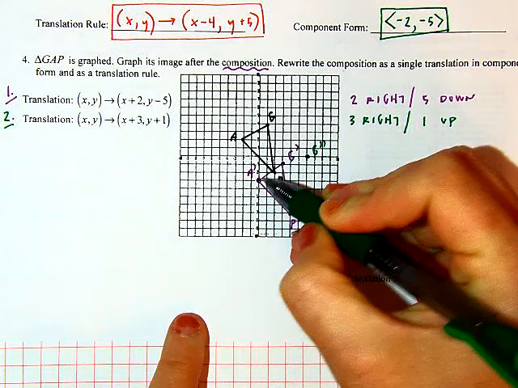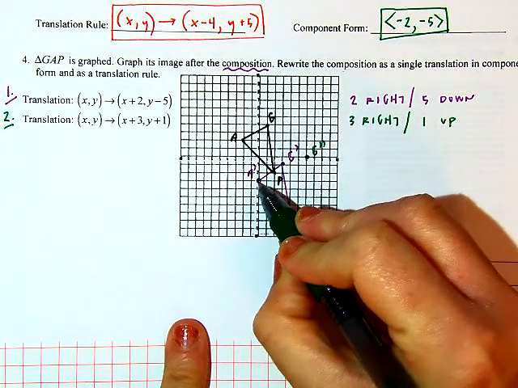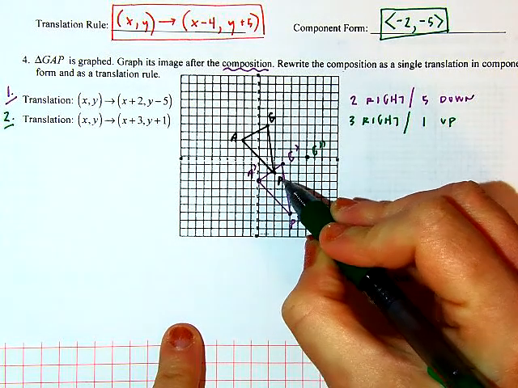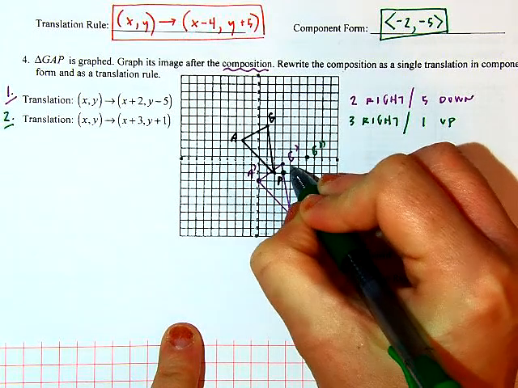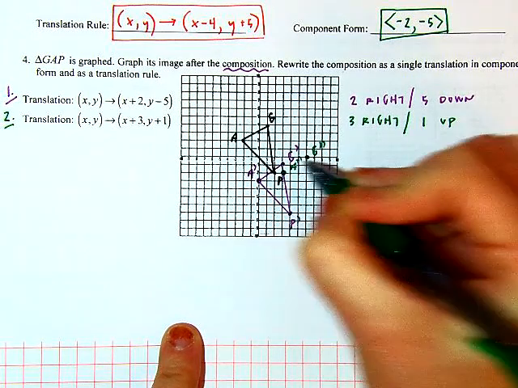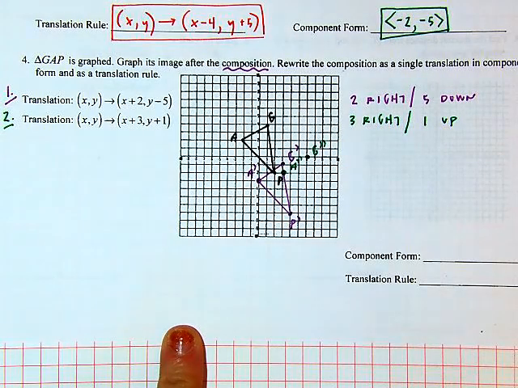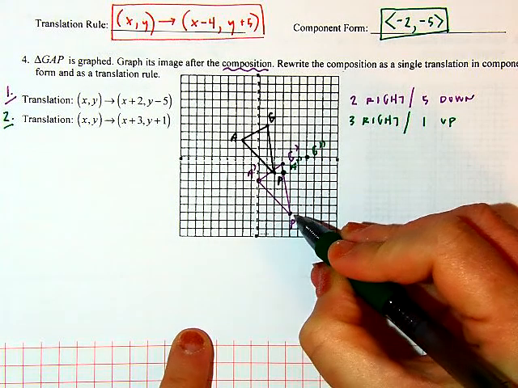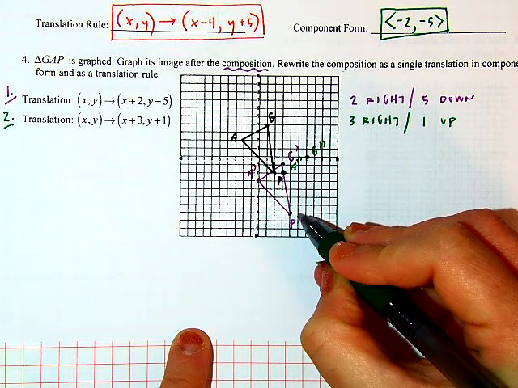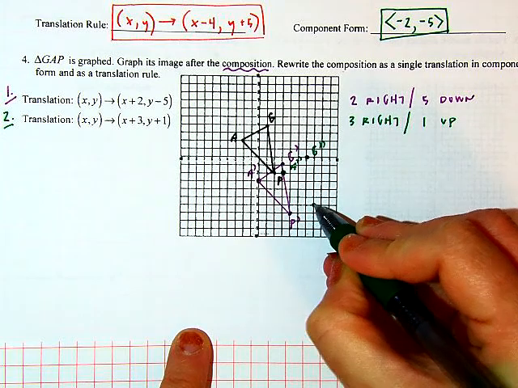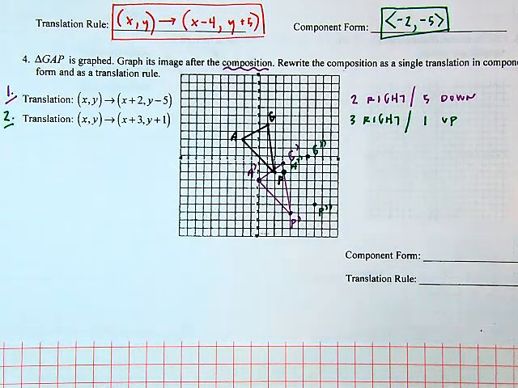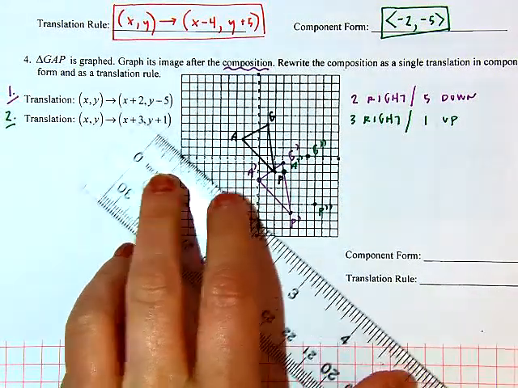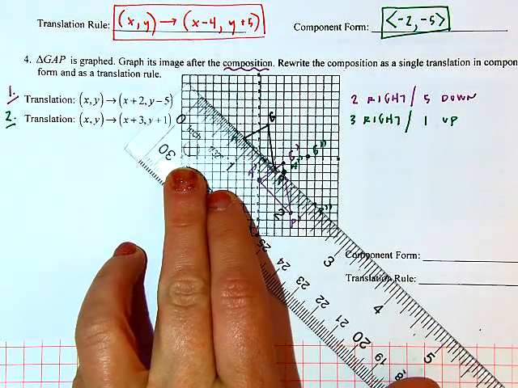Okay, looking at A single prime, 3 right and 1 up puts me right here. Here's my A double prime. Again, it's my second stage in the composition. Okay, I'm looking at P single prime, so 3 right and 1 up, so P double prime. Okay, connect all these points that I've plotted in green.